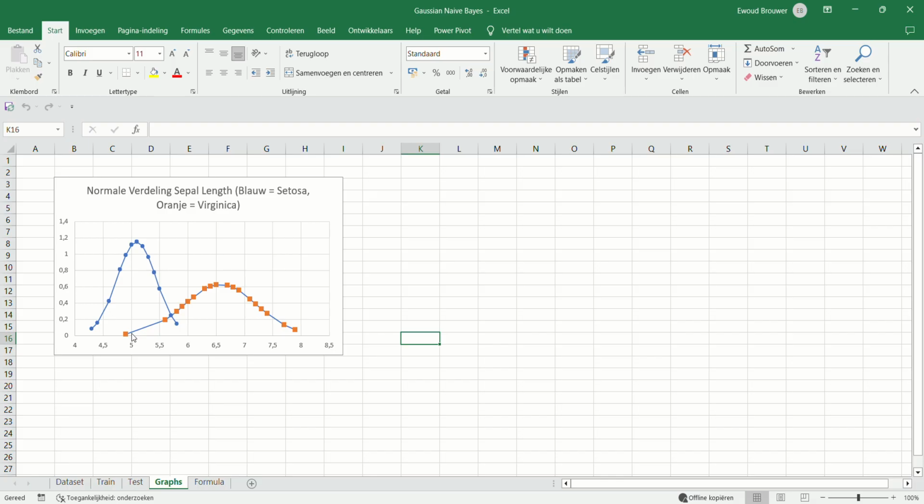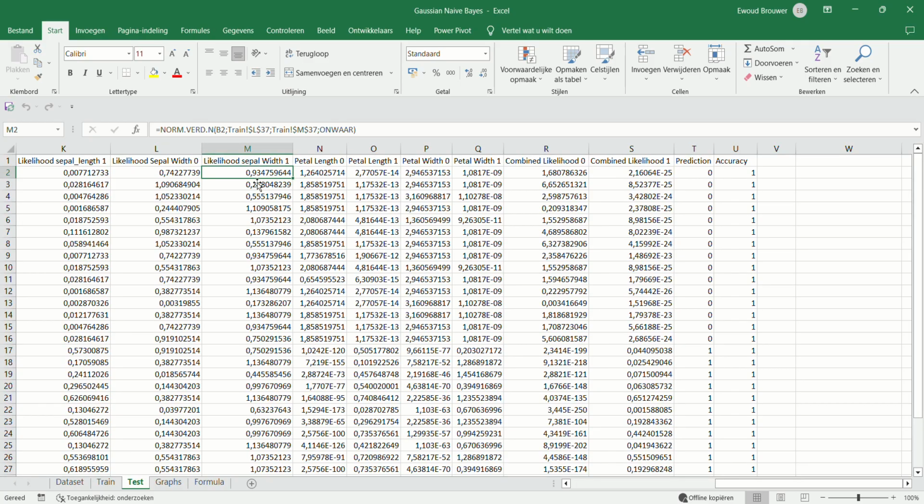We will see that the likelihood of being Virginica is almost 0, something like 0.018 for 4.9. We go upwards, and we will see that the likelihood of being Setosa is way higher. It's 1. So as I said earlier, the y-axis coordinate is the same as the likelihood we calculated over here.